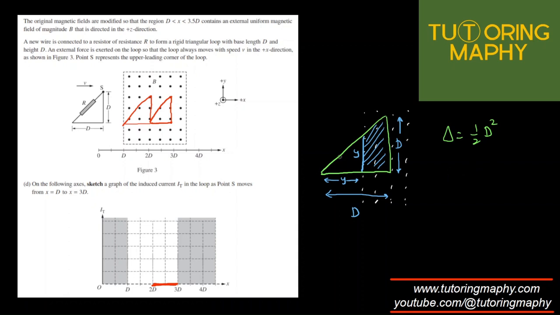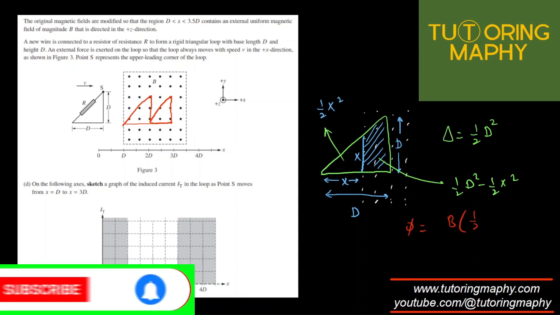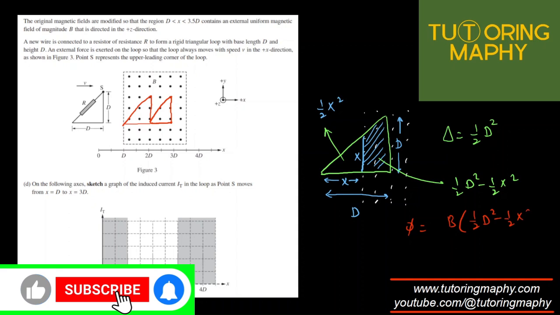And this small triangle's area is going to be, in fact, why am I taking it as y? I think it will make more sense to take it as x to avoid confusion. Let me just take it as x, because there's no y-axis involved here. This area will be half x square. So the shaded area is going to be half d square minus half x square. So the flux is going to be BA, and A is half d square minus half x square.